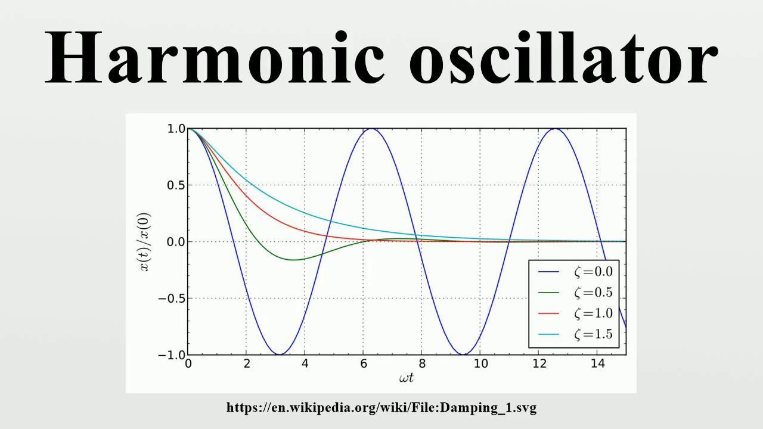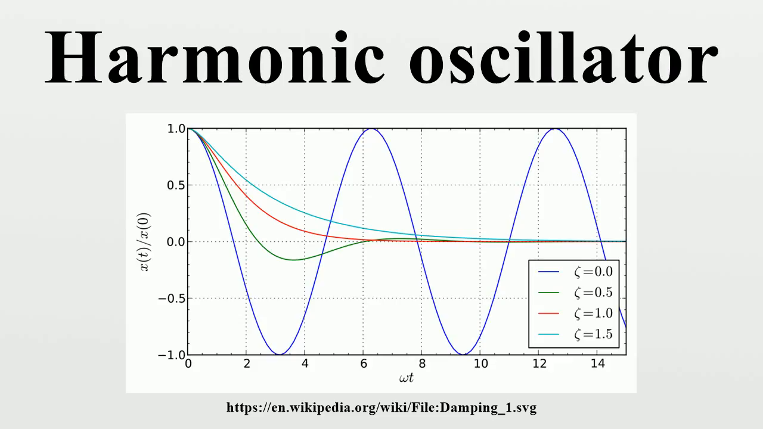Balance of forces for damped harmonic oscillators is then as follows when no external forces are present. This can be rewritten into the form where omega zero is called the undamped angular frequency of the oscillator, and zeta is called the damping ratio. The value of the damping ratio zeta critically determines the behavior of the system.